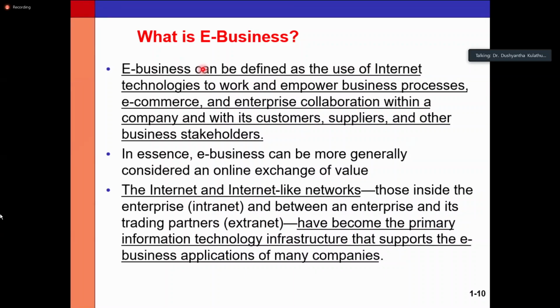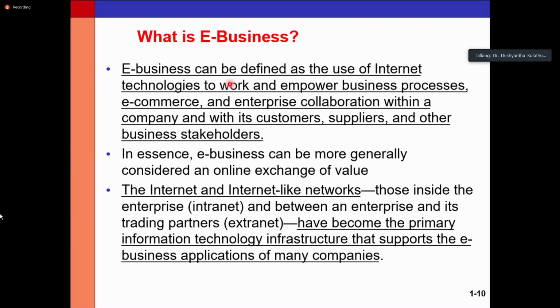E-business can be defined as the use of internet technologies to work and empower business processes, e-commerce, and enterprise collaboration within a company and with its customers, suppliers, and other business stakeholders. Now, it is the use of internet technologies. The internet is based on a specific technology, identified as internet technology, and we utilize it to empower certain business processes performed within organizations and between an organization and its stakeholders.